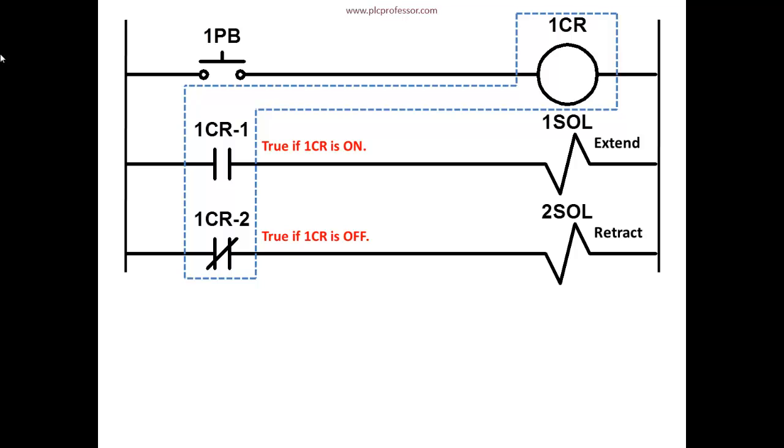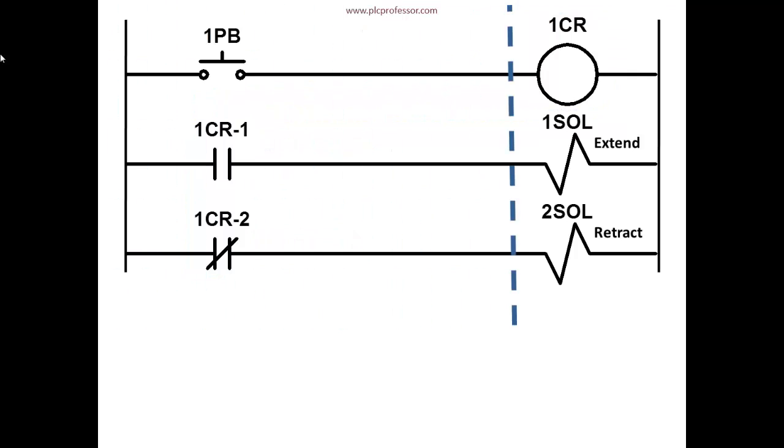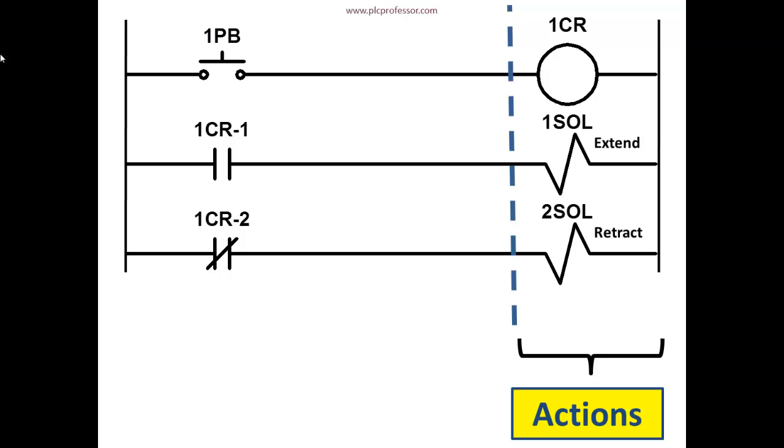All three of the individual circuits can be separated each into two sections. So we're talking about three separate circuits here, and we can separate each of these three into two sections. The section to the right are what we call actions. In this case, we want the control system to energize one of the two solenoids to extend or retract the cylinder by way of a push button.